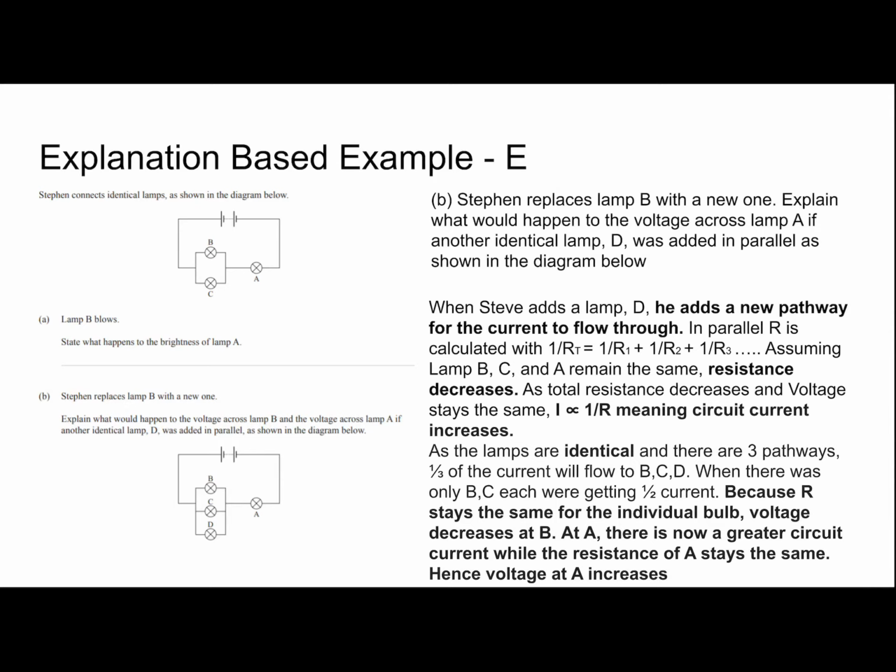However, lamp A is connected in series. That means the entire amount of current is going to pass through lamp A. And if the entire amount of current passes through lamp A, the current is greater than before because the total R has gone down. That means the I increases, and the resistance of the bulb stays the same. So therefore, the voltage at A will increase.